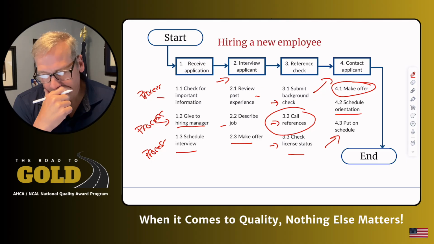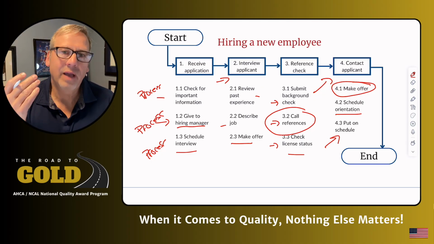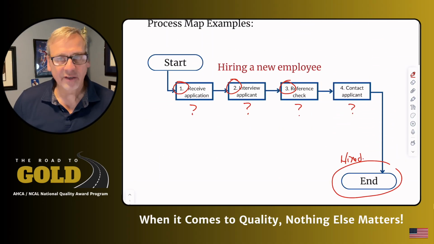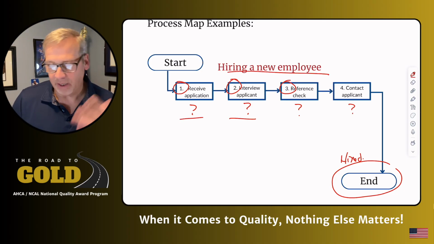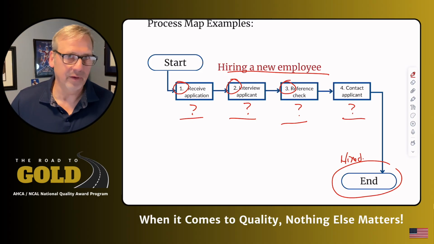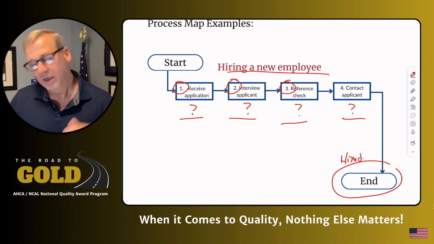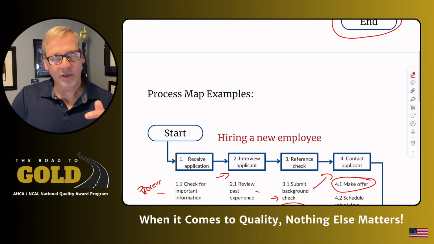Think about it like this now. Now that we have brainstormed initially, we're like, okay, how do we hire an employee? So the first thing we do is once we get an application, we interview the applicant, then we check references, and we make the offer, and we hire somebody. That's it. We're like, okay, can we break down each one of those processes?